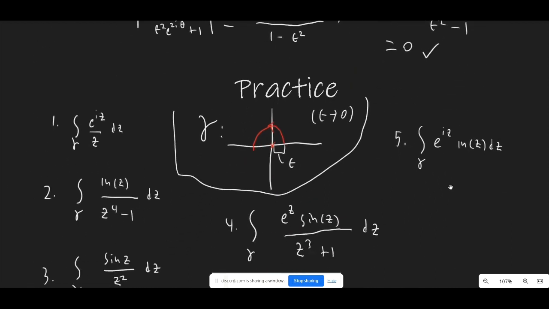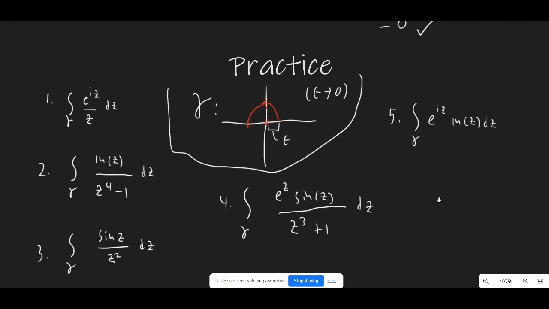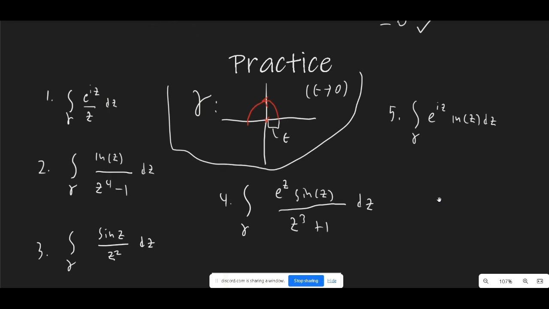So here's some practice. They're all going to be over the same place right here. These are just different small circle integrals. Some of them might go to 0, some of them use the theorem that we stated before. Anyway, go ahead and try them.